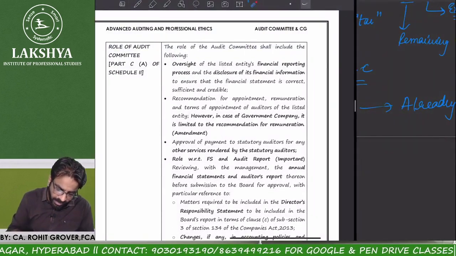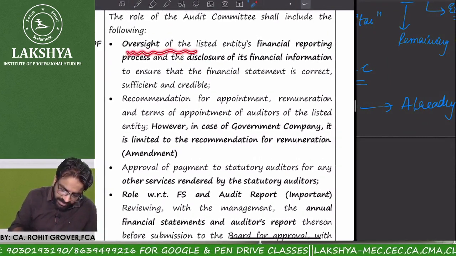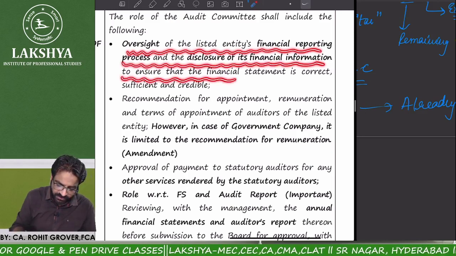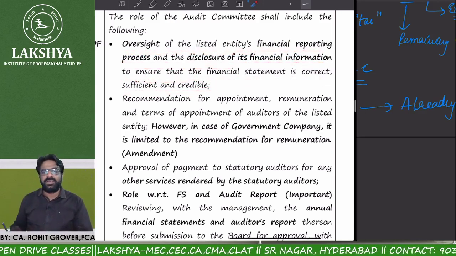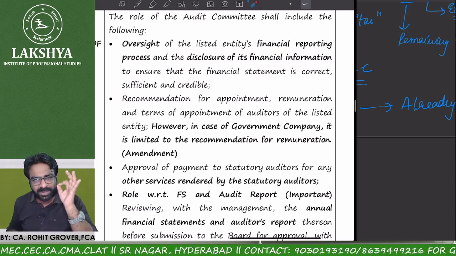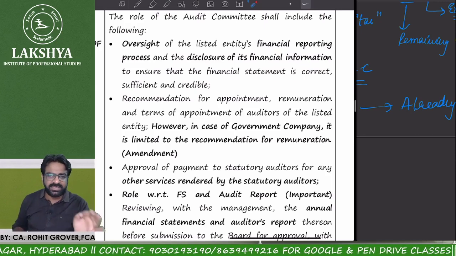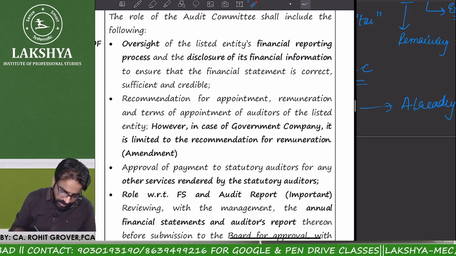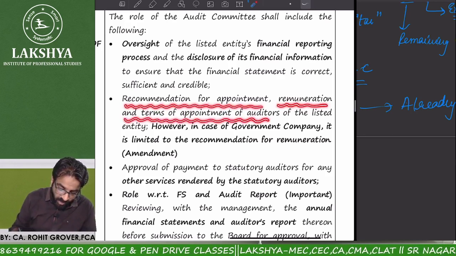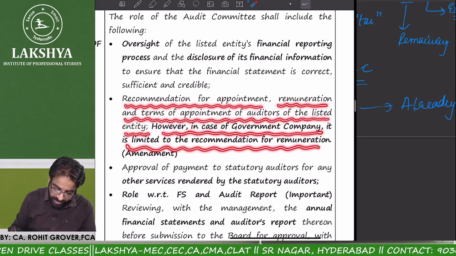Now see, point number 1 is oversight of the listing entity's financial reporting process and disclosure of its financial information to ensure that the financial statement is correct, sufficient and credible. So it is the audit committee's responsibility to see that the financial reporting framework has been properly followed while preparing the financial statements, so that they can say the financial statements are correct, sufficient and reliable.